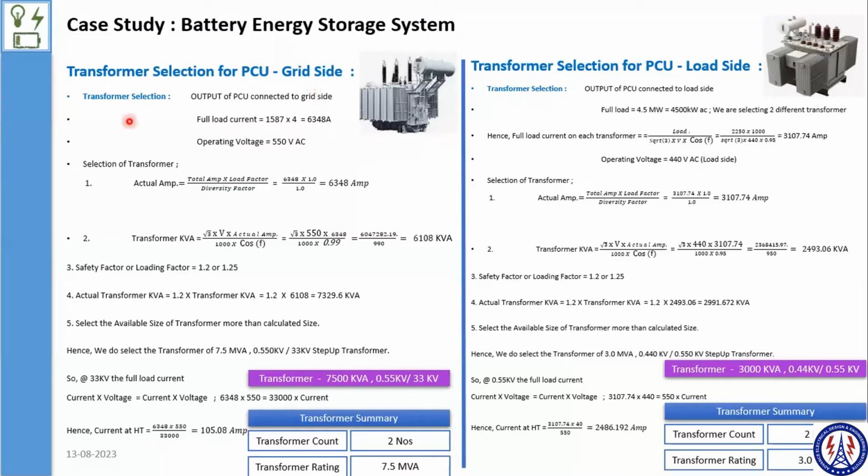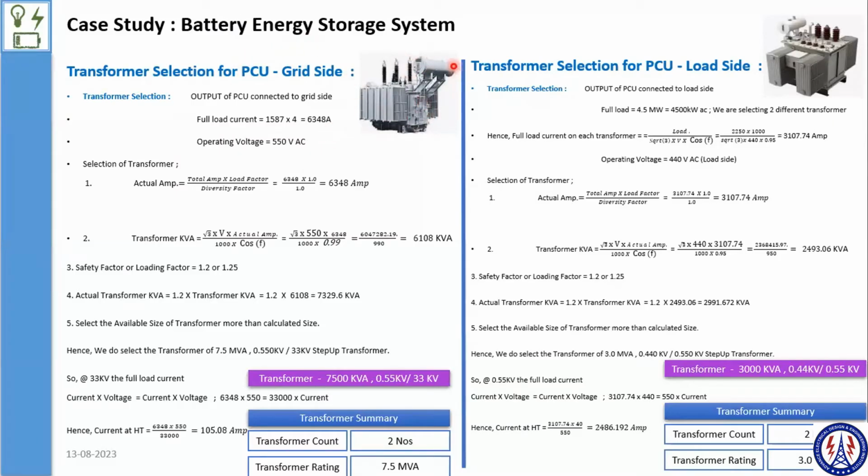So, the transformer selection for your PCU to the grid. PCU to grid, so the output of your PCU connected to the grid side. Now, full load current: where is it coming from? The number of transformers at the AC side of the solar power plant is 8. All right. This is PCU to grid, this value.